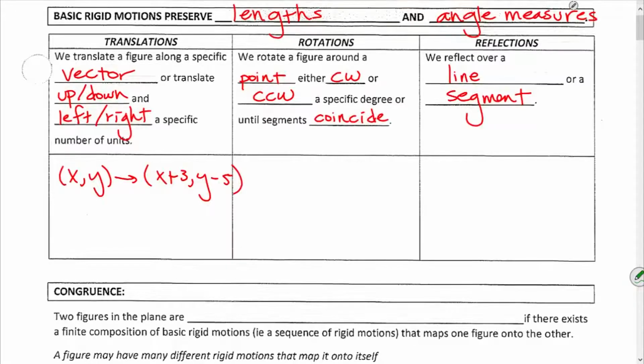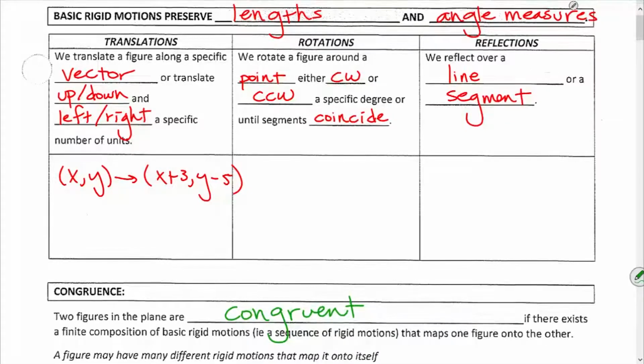Remember that two figures in the plane are congruent if there exists a finite composition of basic rigid motions, or a sequence of rigid motions, that maps one figure onto another, and being very precise about which rigid motions those are. Okay, that's a review about the definition of congruence.